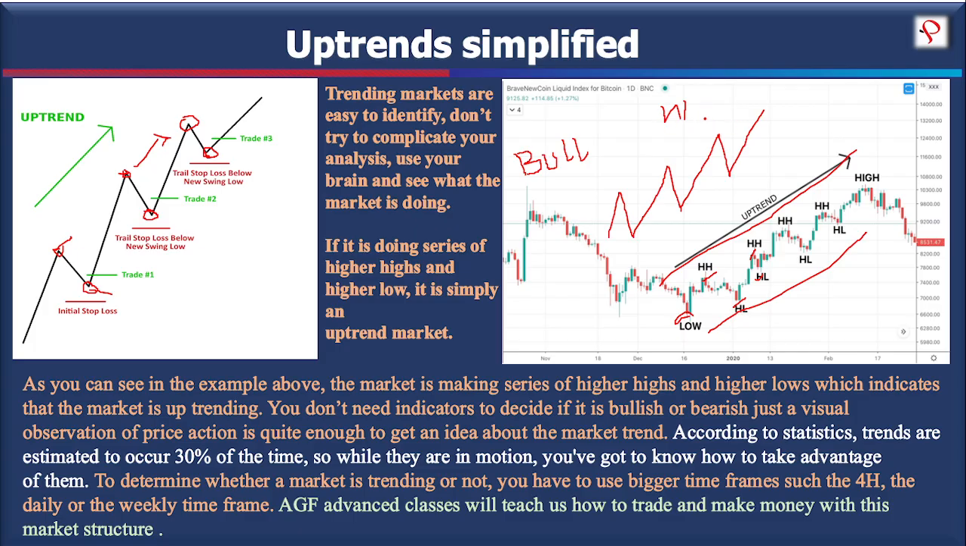So when you talk about higher time frames, we have the monthly time frame, the weekly time frame, the daily time frame, and the 4 hours time frame. Most times we use the higher time frame to determine the trend, because the higher time frame controls the entire trend. So to determine whether a market is trending or not, you have to use a bigger or higher time frame, such as the 4 hours, the daily, the weekly, or even the monthly time frame.